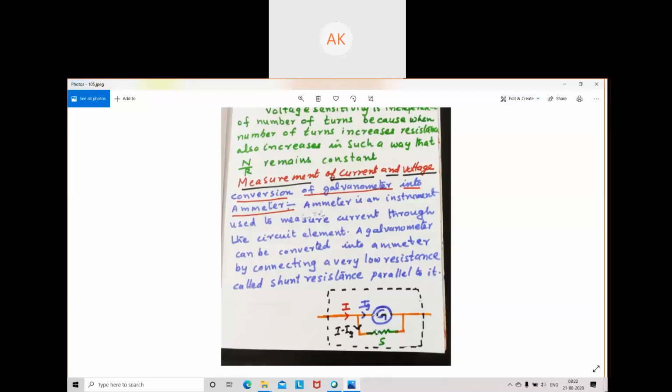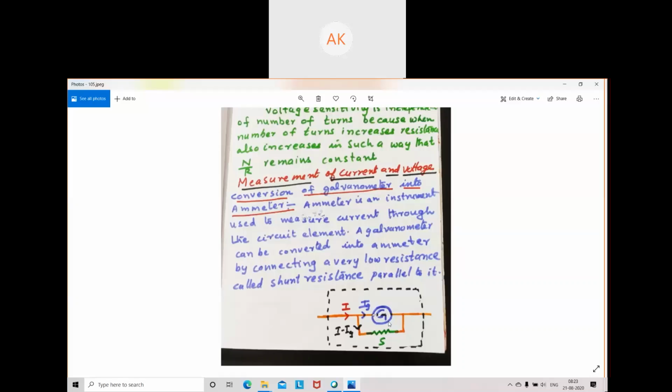But while connecting it, we should know to what scale you have to convert that galvanometer. 0 to 3 ampere, 0 to 5 ampere, 0 to 10 ampere. Like that, you should know to what scale the ammeter should measure, how much current it should measure. According to that, we connect a resistance in parallel to that. We are not connecting just any resistance.